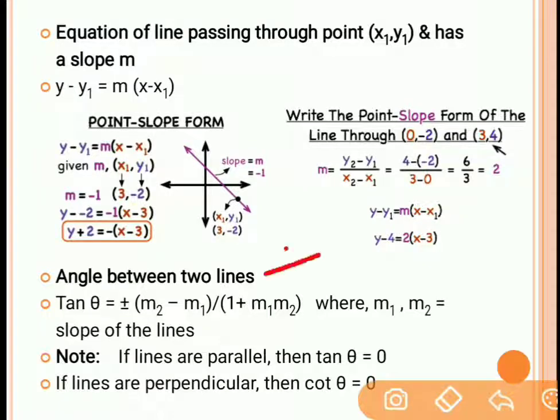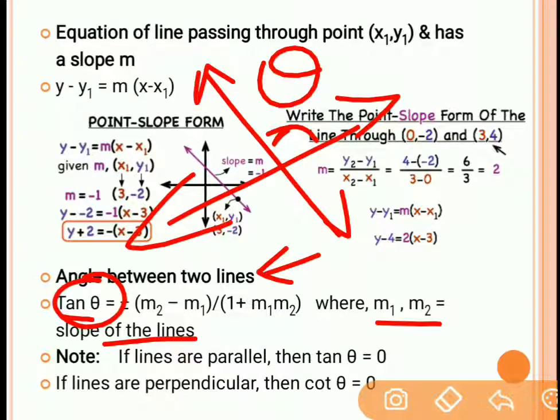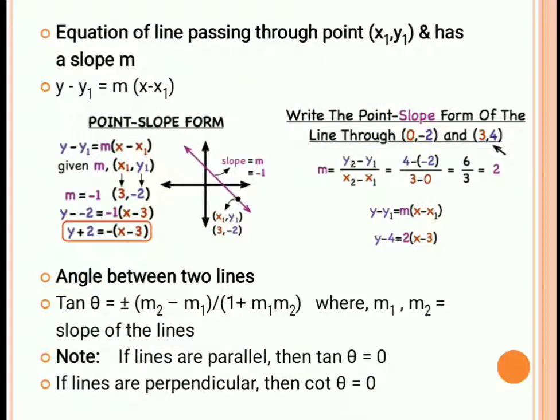How to find the angle between two lines? Given that there are two lines and m1 and m2 are the slopes of the two lines, using this formula, tan theta is equal to plus or minus m2 minus m1 upon 1 plus m1 m2, we can find out the angle between the two lines. So these are the two lines, and the angle between them is theta. Then theta can be found from the given formula.